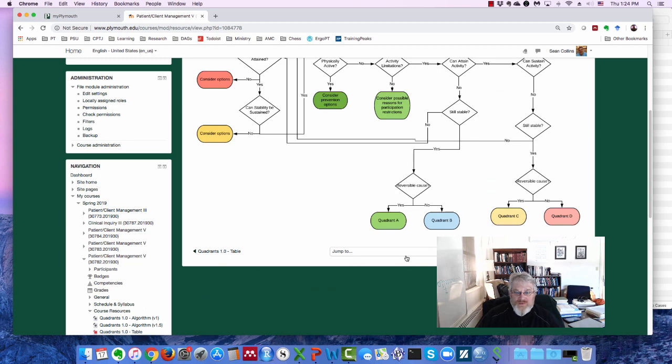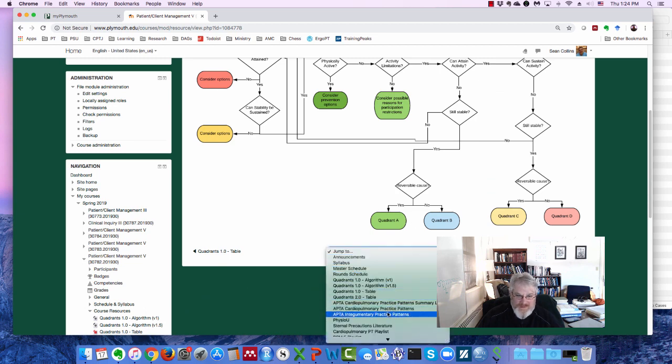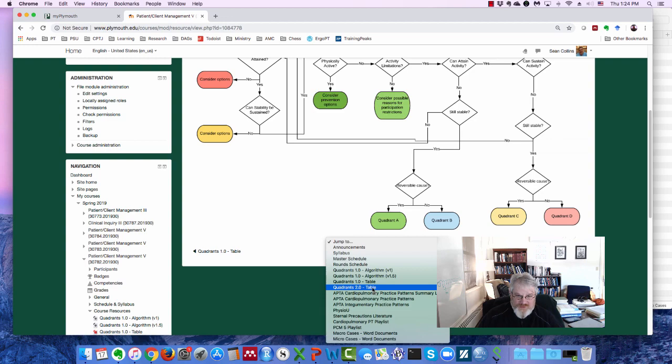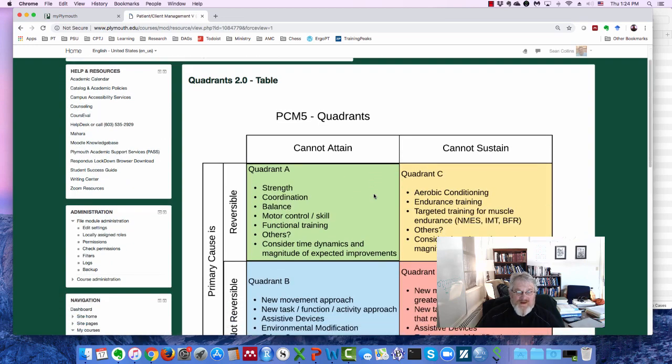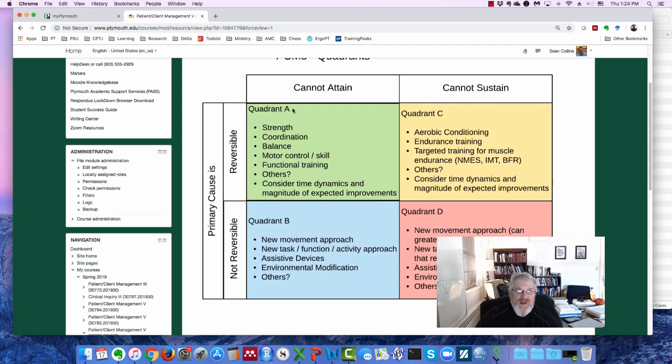So let me jump to the quadrant 2 table, which is where I have the quadrants. So here we have quadrant A, they cannot attain, and it's reversible. So this is a quadrant of strength, coordination, balance, motor control, skill, functional training. Others, I made this one day, I didn't think of everything. You're considering the time dynamics and the magnitude of expected improvements when setting your goals, because this is reversible. So magnitude of expected improvements, if you expect a muscle that's not functioning to become functioning, then what's going to change with a functioning muscle?